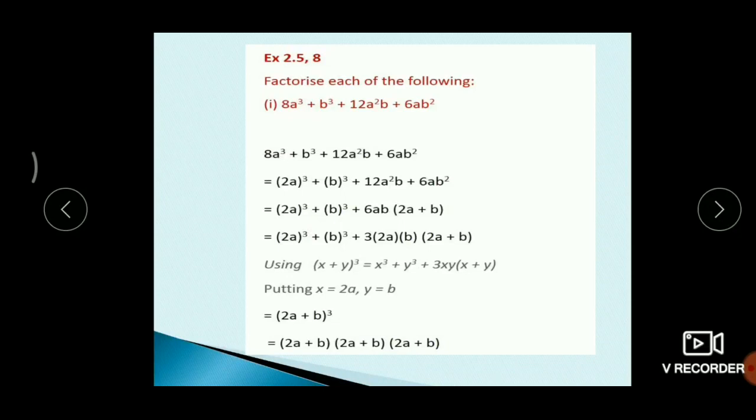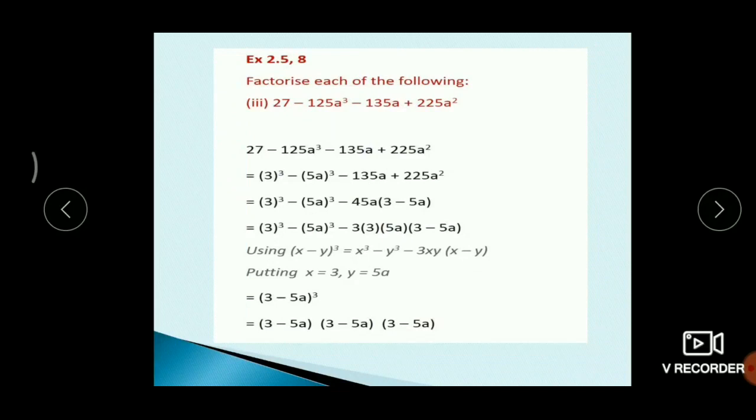This question is very simple. Similar kind of numericals we have done in the previous session also. Now I'm going to solve the third part of the same numerical, 27 minus 125a cube minus 135a plus 225a square. I'm going to rewrite this given polynomial as 3 whole cube, as 27 can be written as 3 whole cube, minus 125a cube can be written as 5a whole cube, minus 135a plus 225a square. I'm keeping it as it is in the second step.